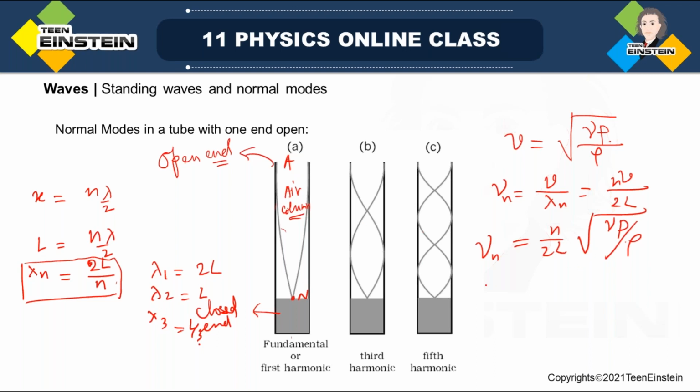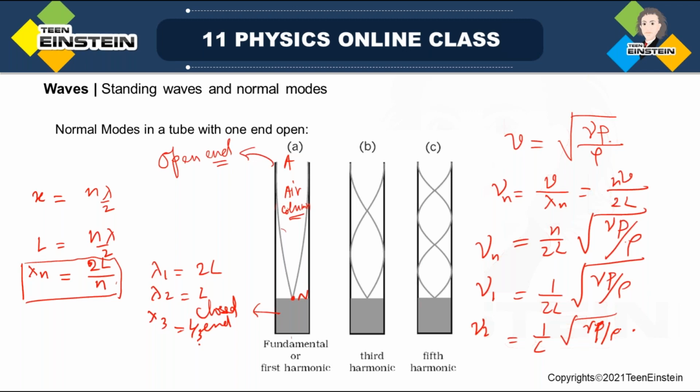So in this case, if I write the fundamental frequency or fundamental mode, the normal mode, or the first harmonic, it can be written as 1 by 2l square root of gamma p by rho. Okay, so this is the first harmonic or fundamental frequency. Then if I write n is equal to 2, you will get 1 by l square root of gamma p by rho.